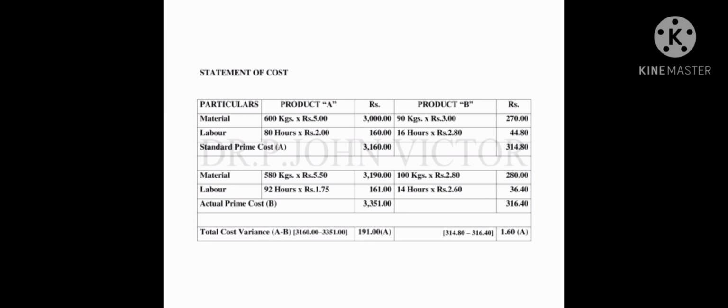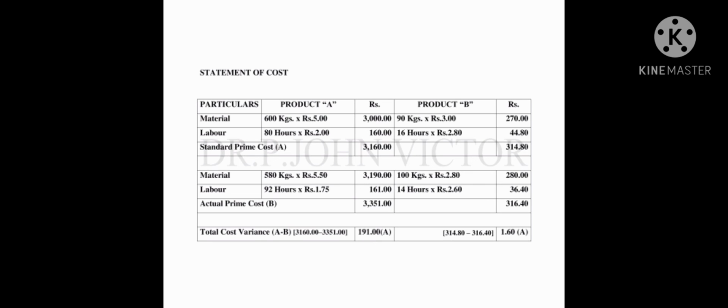Okay, this is actually the standard prime cost, that is material and labor together. The total value is 3160 for A and 314.80 for B. This total value is standard prime cost, because in the sum, standard value and actual value are there. So we have to calculate the prime cost value separately, one standard and another one actual. Now we shall go for actual prime cost.